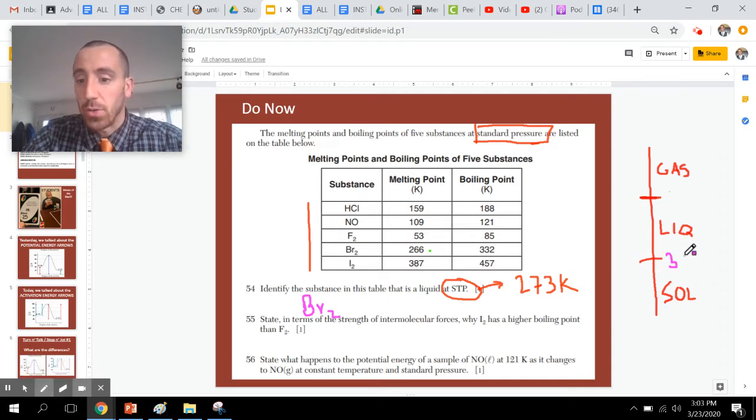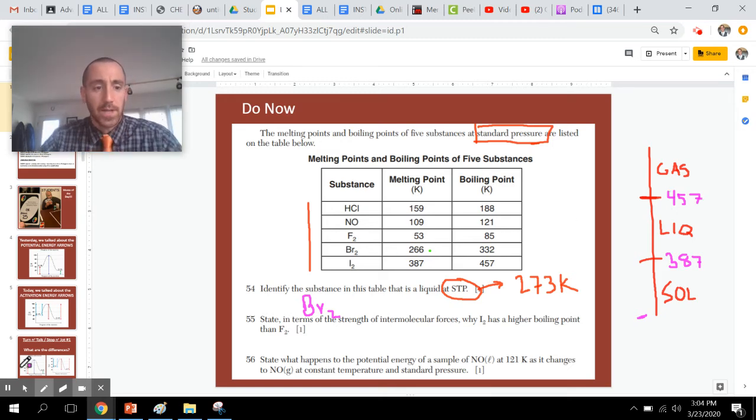So for I2, 387 goes here. 273 is down here, right? 273 is lower. So at 273, I2 is still a solid. It hasn't even melted yet. So I2 is not your answer either. All right, it's a tricky question, but Br2 is your answer. The rest of these, hopefully we can clean them up and get right into today's lesson.